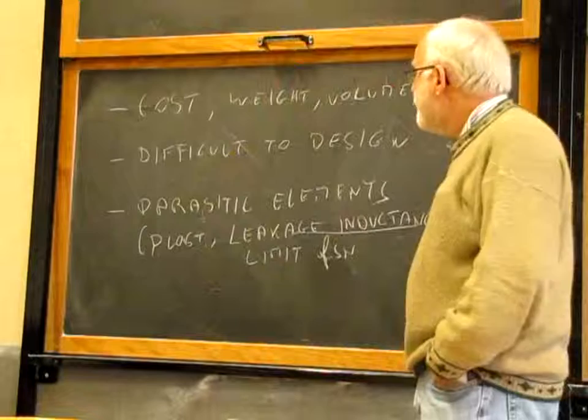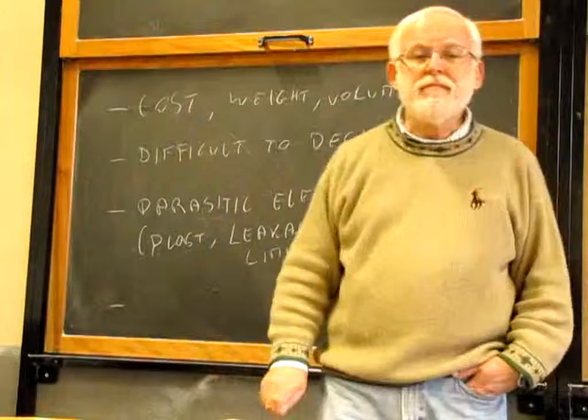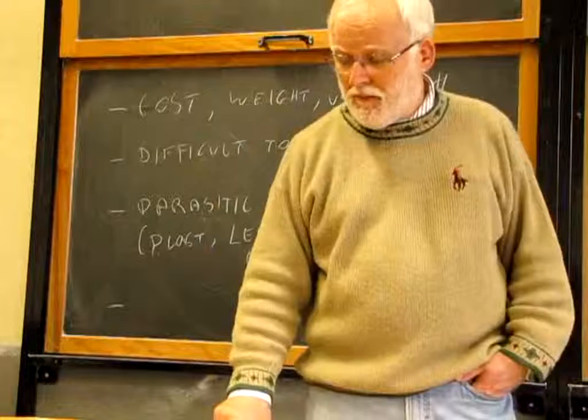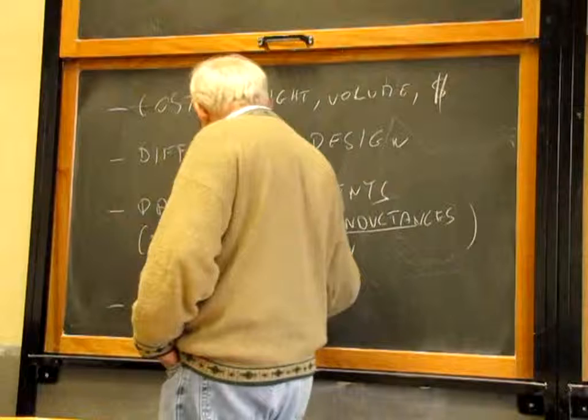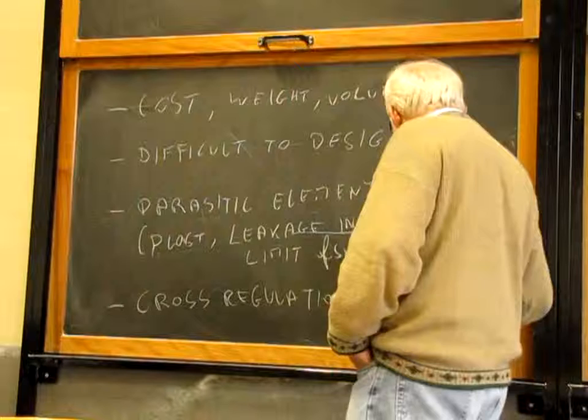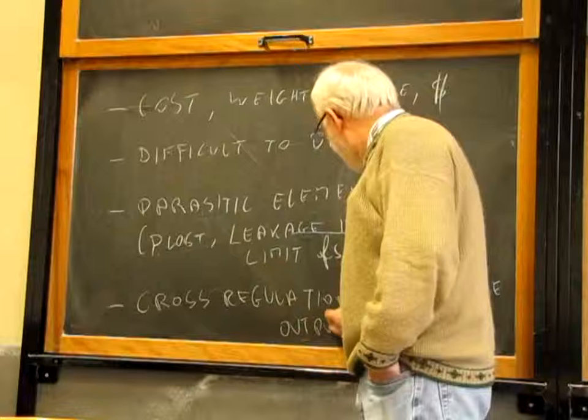The last disadvantage of having a transformer, of exploiting the good properties of a transformer, is related to the cross-regulation on multiple outputs. Multiple output converter.